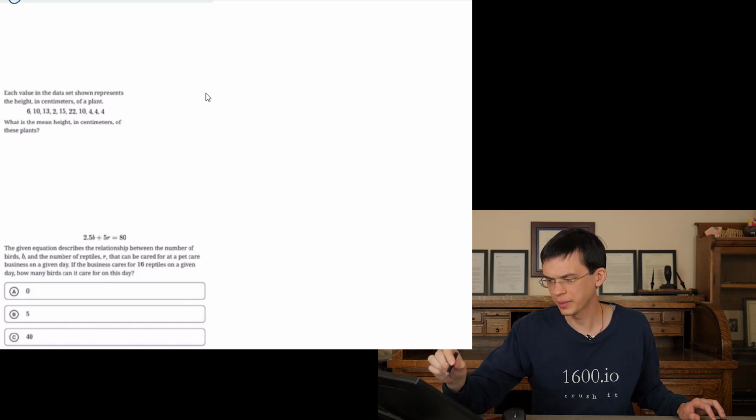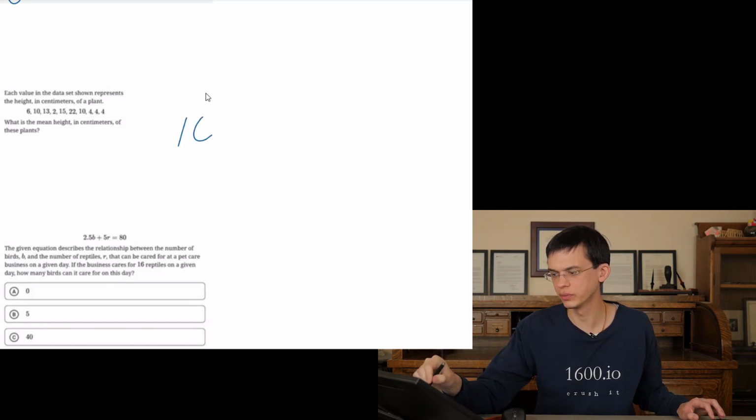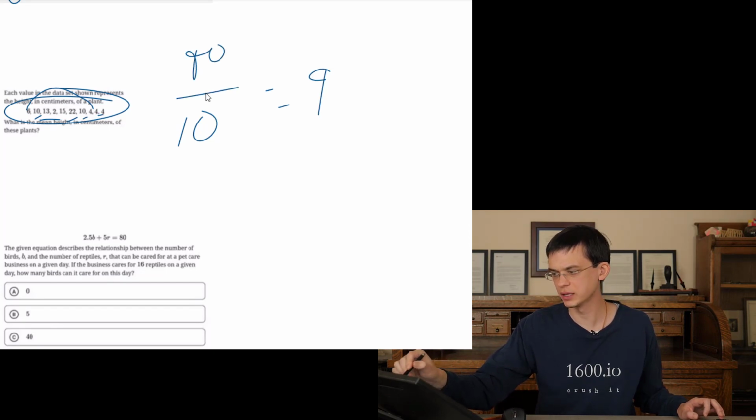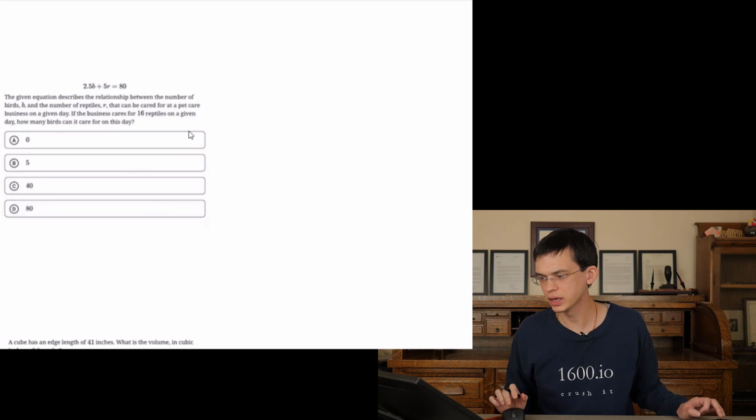We have how many data points here? 1, 2, 3, 4, 5, 6, 7, 8, 9, 10. They're asking for the mean, so we have to add up all these points. 6 plus 4 is 10, 20, 30, 72, 82, 90. So 90 over 10 equals 9. The mean is 9.